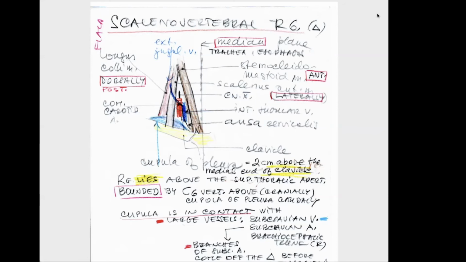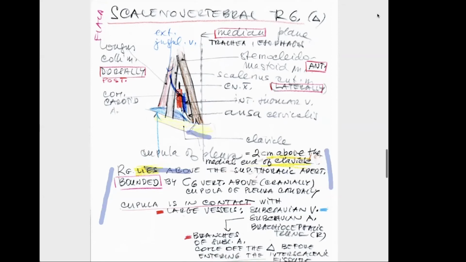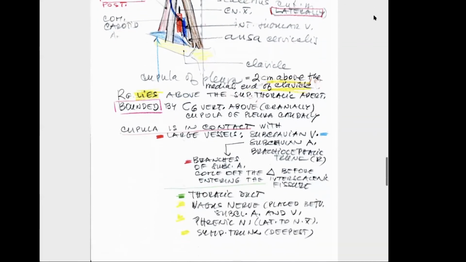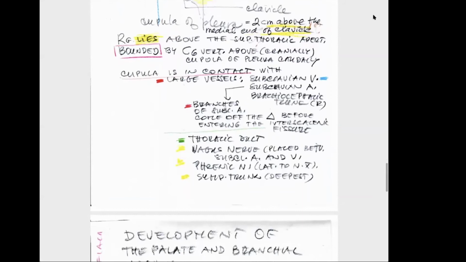Concerning the boundaries, we said the cupula of pleura lies around 2 centimeters above the medial, sternal end of the clavicle, or around 4 centimeters above the first rib. The first rib is usually covered by the clavicle. Boundaries we know, based on the general agreement, it descends from C6 to the cupula of pleura.